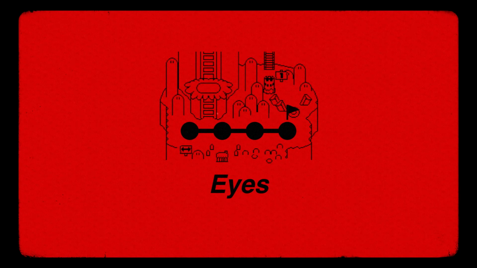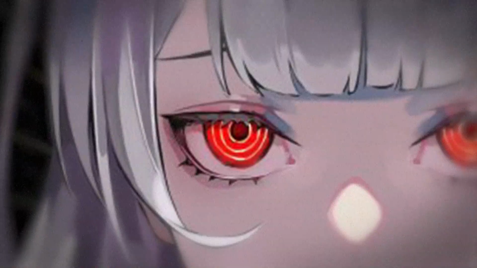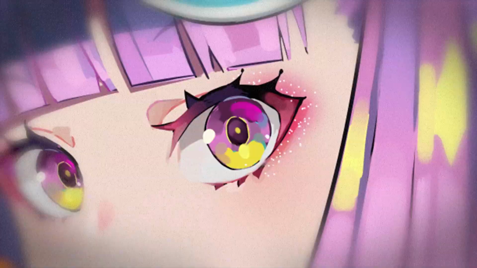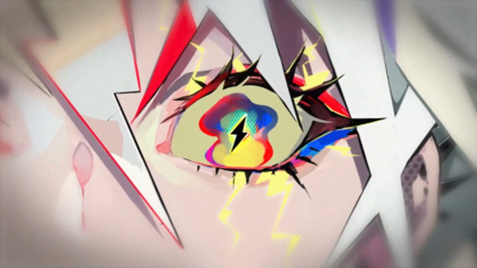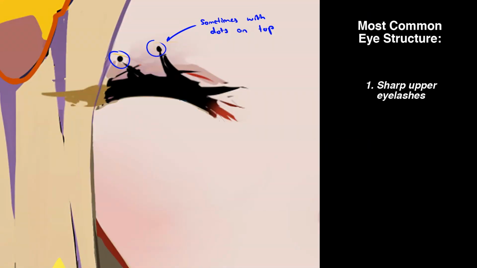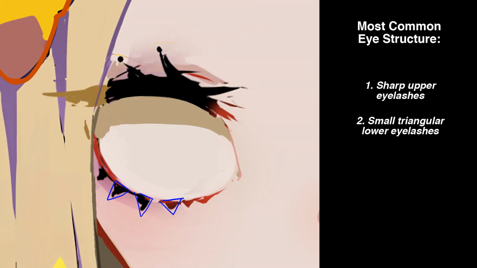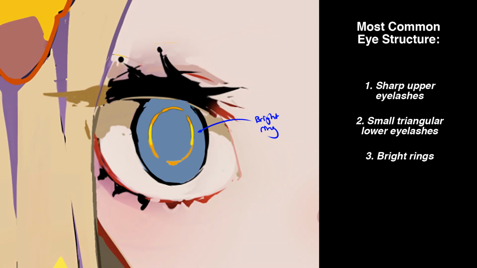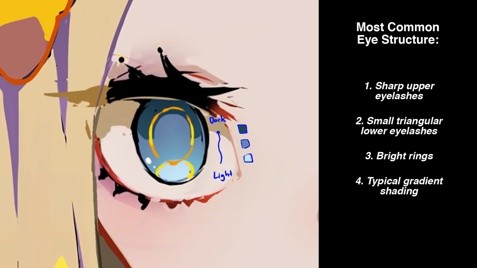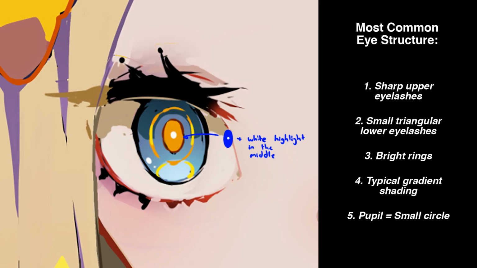The way LAM draws eyes changes from illustration to illustration. So here, I'll point out the basic structure of how LAM usually draws the eyes. LAM's most common eye structure goes a little something like this. Sharp upper eyelashes, small triangular lower eyelashes. Usually there are bright neon rings, gradient from top to bottom, and then a black dot in the middle.